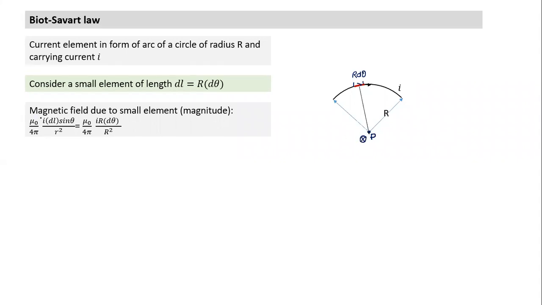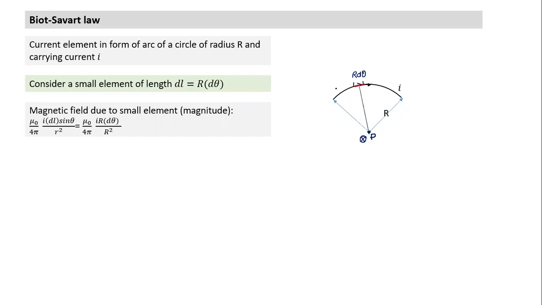What is the magnitude? Magnitude is constant times current times length of the element times sine of the angle between the two, divided by r square. Do we know all these terms here? What is dl here? dl we already mentioned, dl is equal to r d theta. Important point, what is the angle theta here? Can someone point out what is the angle theta? 90 degrees.